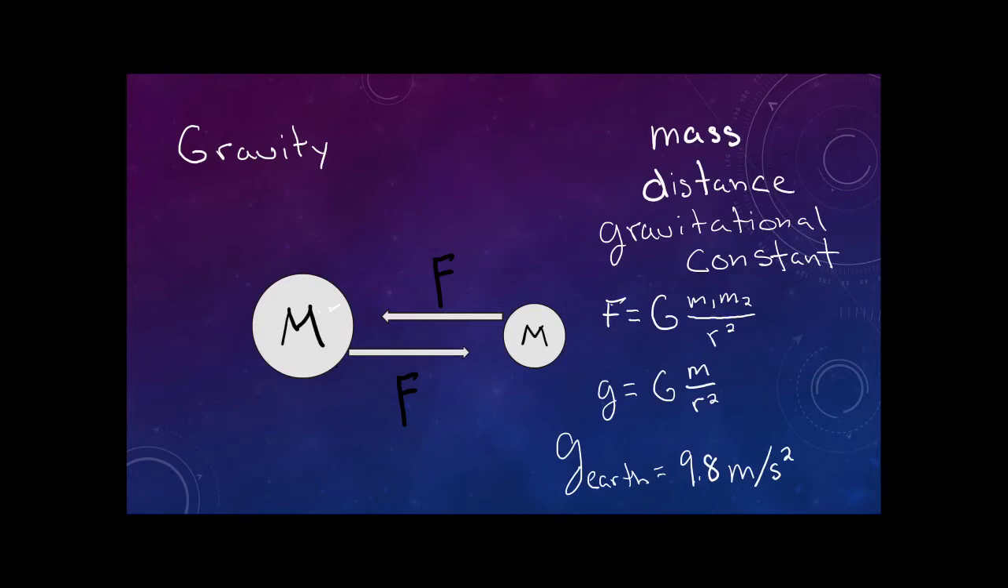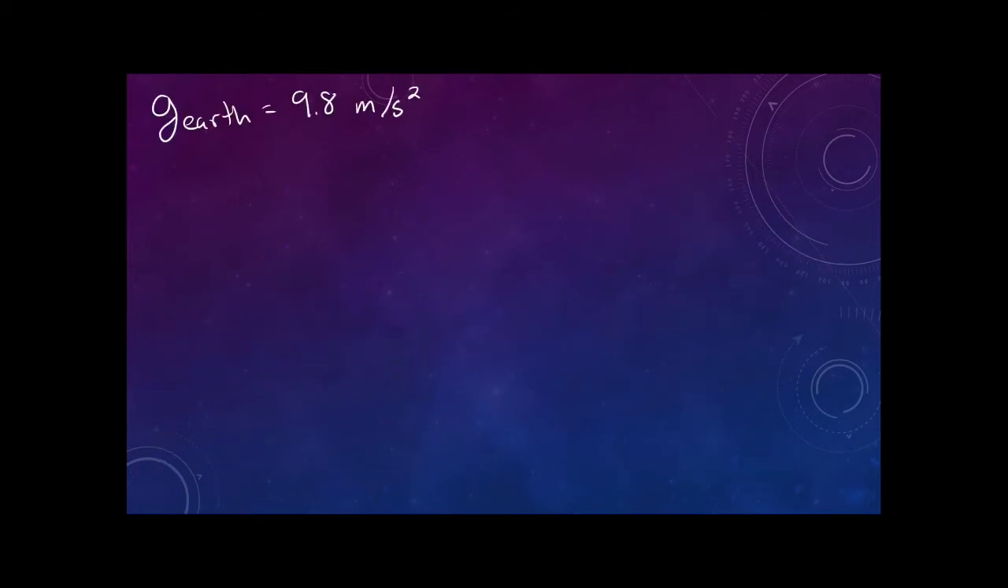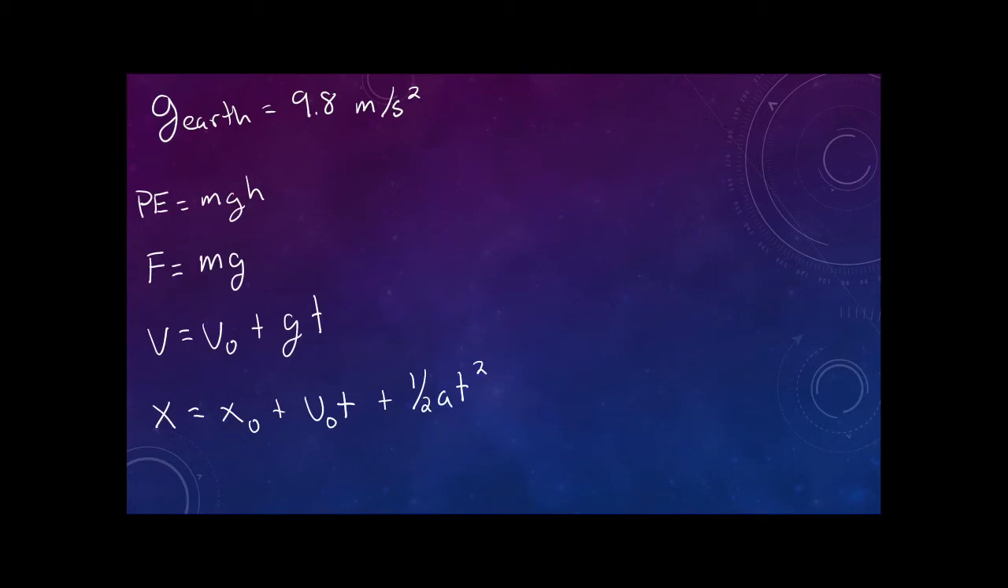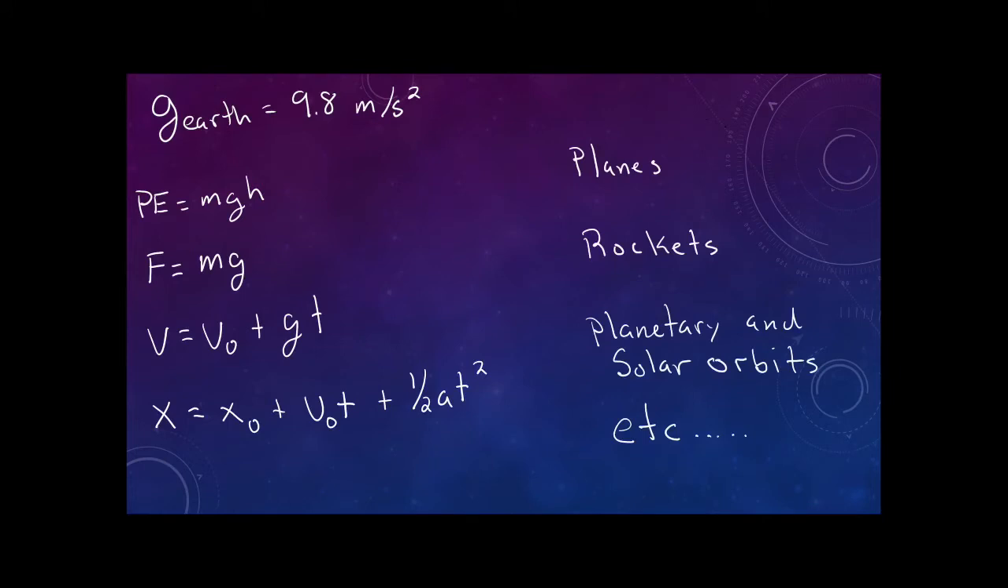And with this acceleration, we can plug that into kinematic formulas, and we can find the potential energy of a falling object, the force of a falling object. We can find the velocity and distance traveled of a falling object. And together, these equations, this theory of gravity helps us to understand how planes work, how rockets and space exploration work, understanding planetary and solar orbits, and any other thing that involves jumping or running or throwing, anything that involves falling and gravity. We can use these theories and these equations to help us understand them a little bit better.